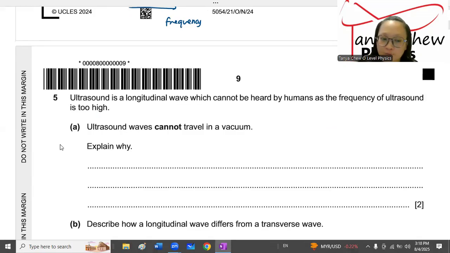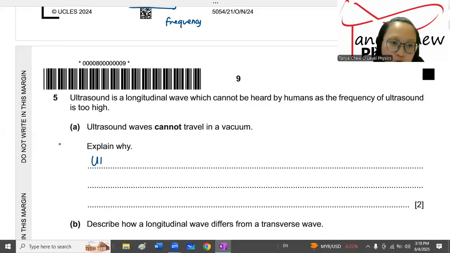Ultrasound waves cannot travel in vacuum. Why? It is valid for all sound waves. Why? Because in vacuum, there are no air particles. There's no medium to transfer the ultrasound. That is why ultrasound waves cannot travel in vacuum. The energy of the ultrasound cannot be transferred.